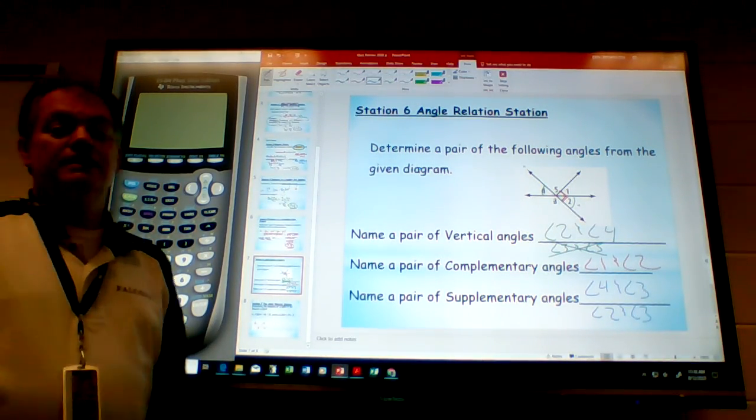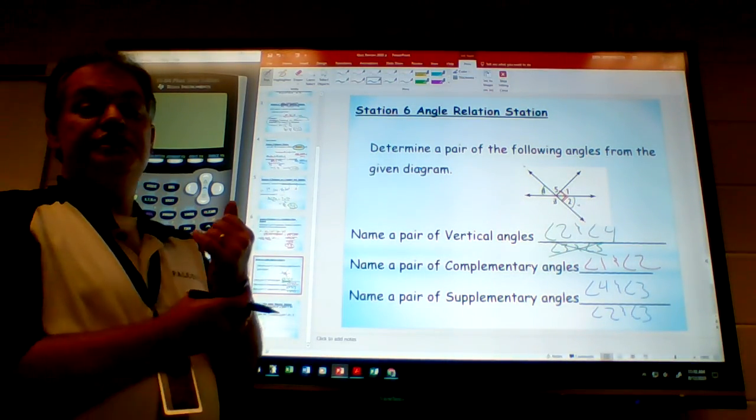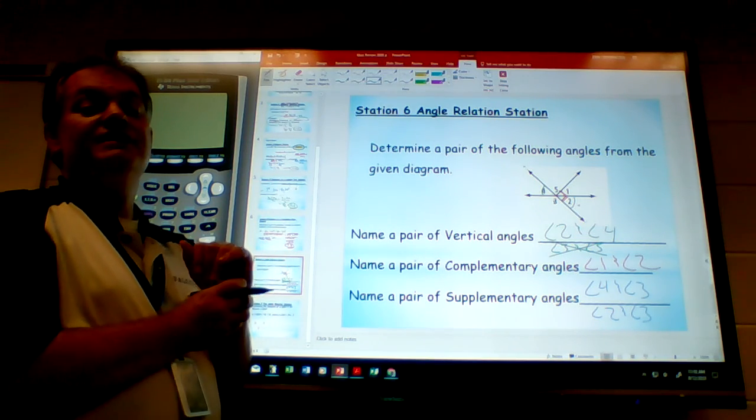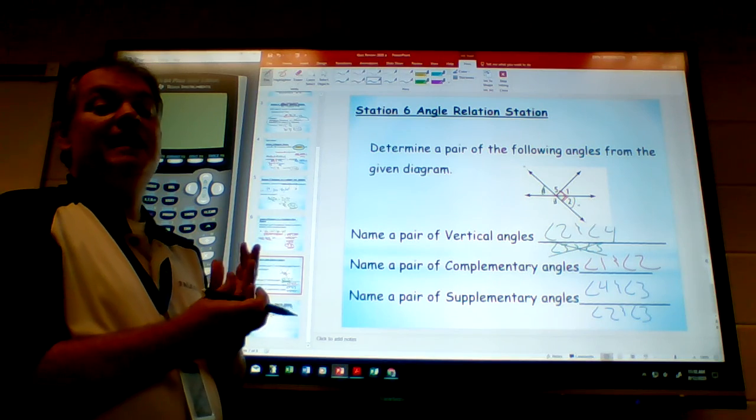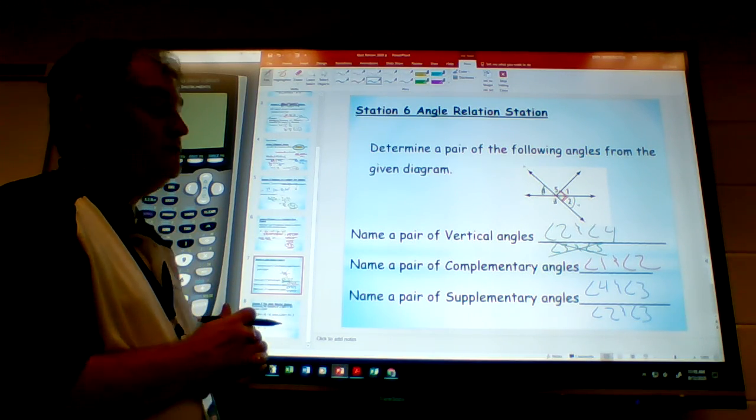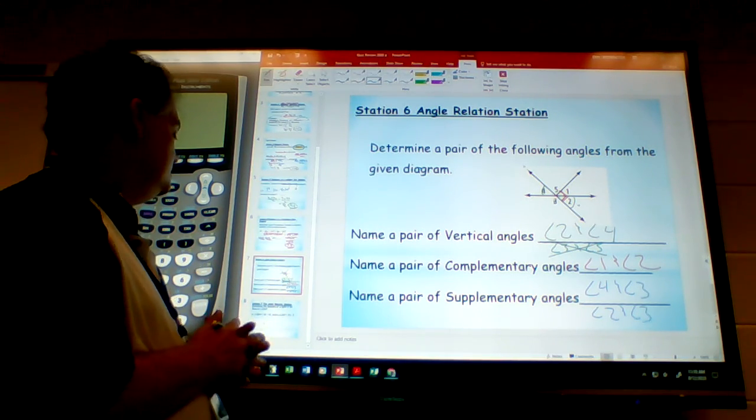So take a look at that and look at those relationships. You are going to have to know. Remember, supplementary means that they form a line, and complementary means that they form a right angle. Those are things you need to know for this class. All right.